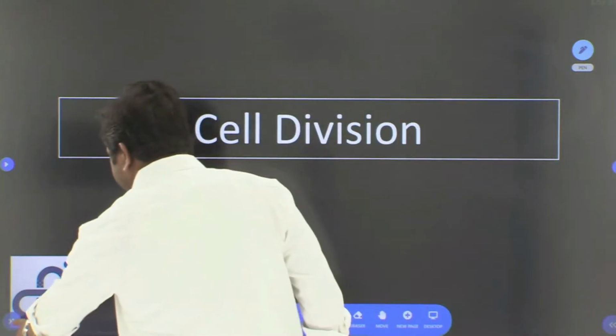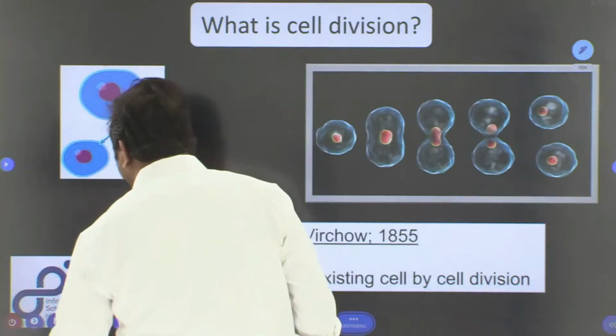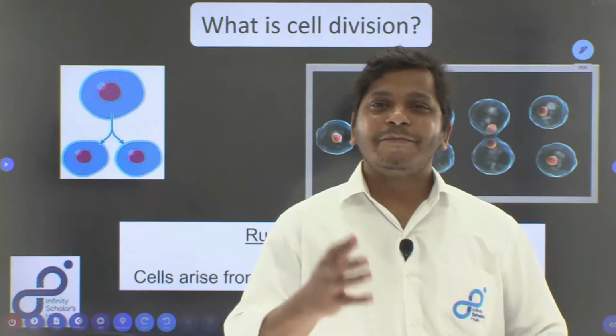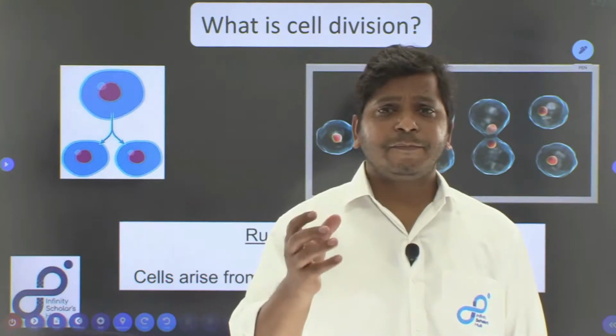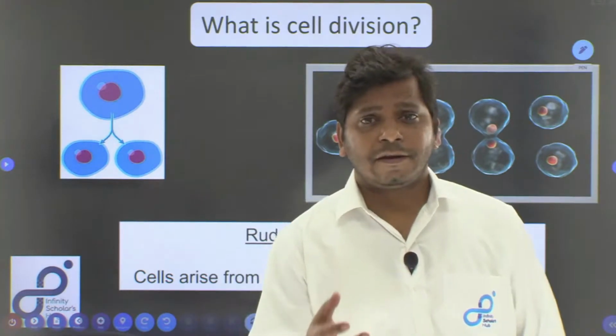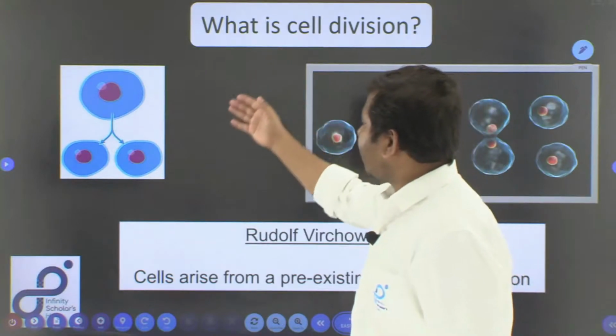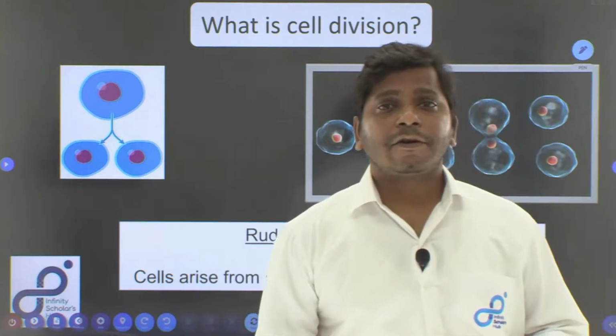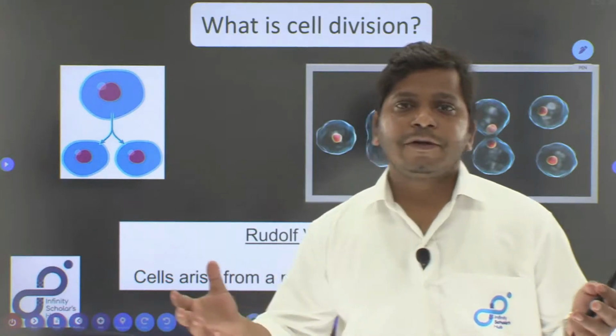So now let us understand what is cell division. As the name suggests itself, this is a very simple terminology: division of the cell. So why does the cell divide? To produce new daughter cells. So one cell divides to produce new daughter cells.